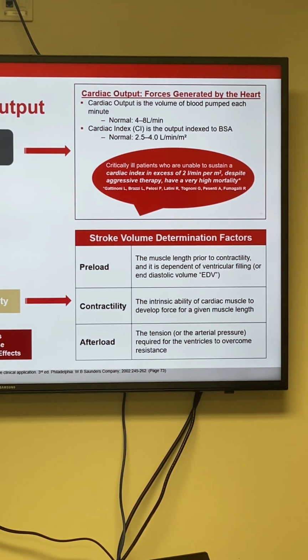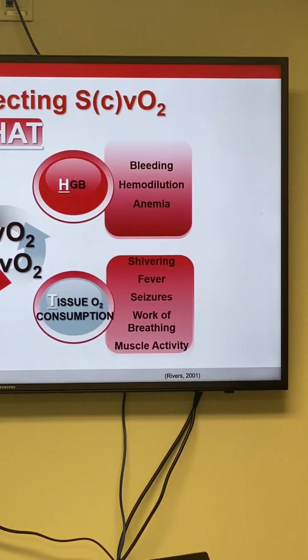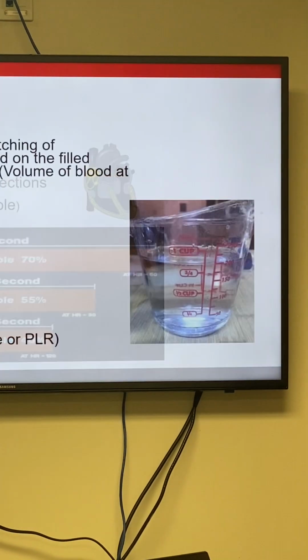So it's cardiac output divided by BSA, that will get you cardiac index. It's just a little bit more patient specific. The example I like to give is me versus Shaquille O'Neal, right? We're going to have much different indexes. So going on, let's talk about heart rate.